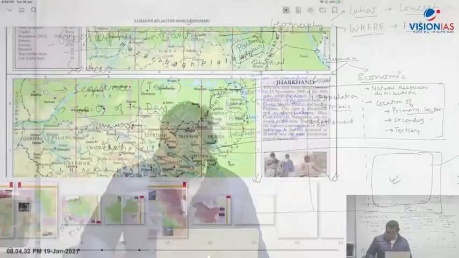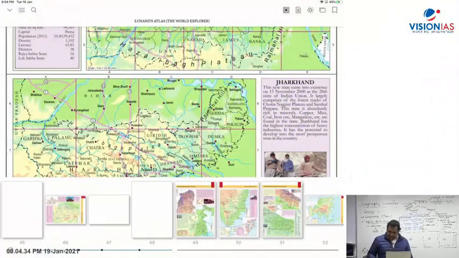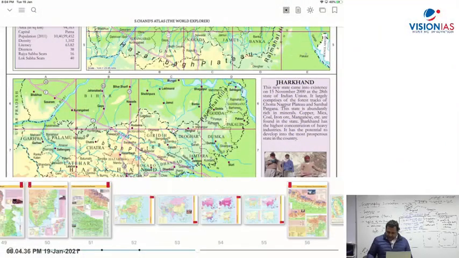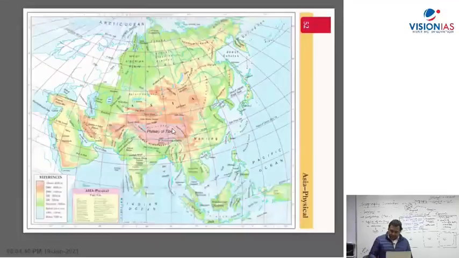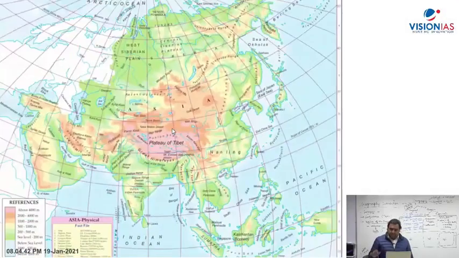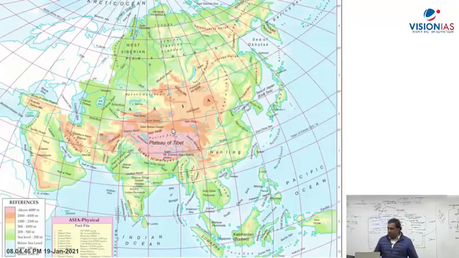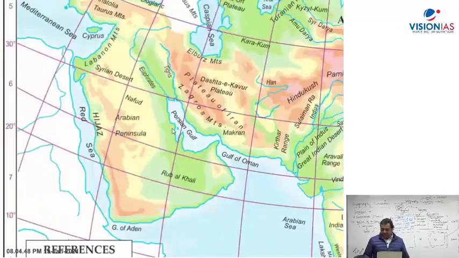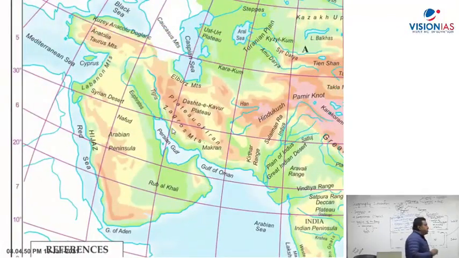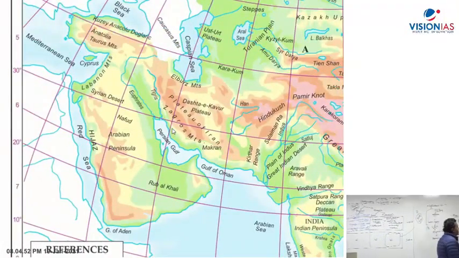For example, pick your atlas, start with India and world, one day India, one day world. For example, this is the Asia physical map. Open the Asia physical map, start from one corner, for example, this region, and try to see which are the mountains, rivers, lakes, seas in this.